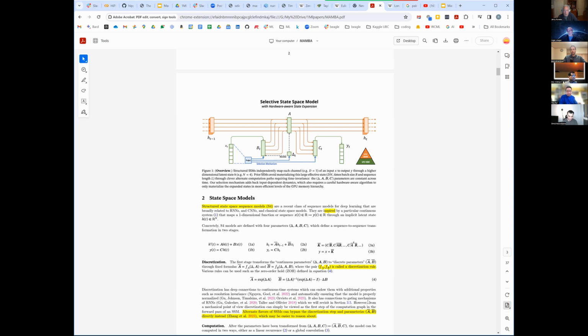Isn't it the same concept as attention in a transformer, or what's the difference between them?